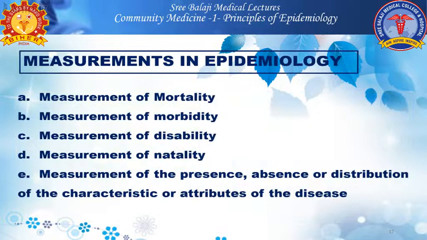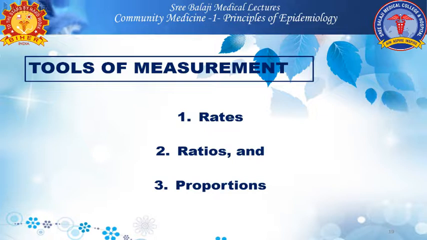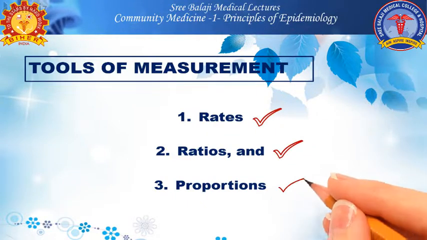So there are basically various measurements in epidemiology. We measure mortality, morbidity, disability, natality, presence, absence, or distribution of the characteristics or attributes of the disease. So basically everything boils down to a particular topic called tools of measurement, or the basic tools of measurements in epidemiology, which are rate, ratio, and proportion.